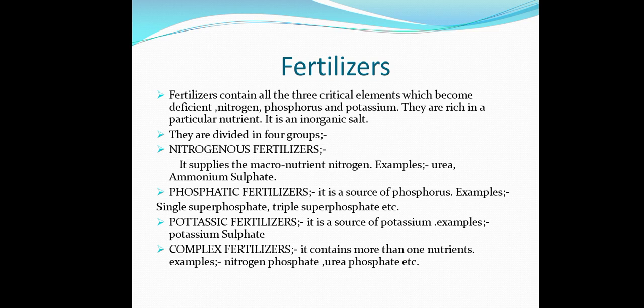First, nitrogenous fertilizer. It supplies the macronutrient nitrogen. Examples: urea, ammonium sulfate. Phosphatic fertilizer is a source of phosphorus. Examples: single superphosphate and triple superphosphate. Third, potassic fertilizer. It is a source of potassium. Example: potassium sulfate. And last, complex fertilizer. It contains more than one nutrient. Examples: nitrogen-phosphate, urea-phosphate and so on.